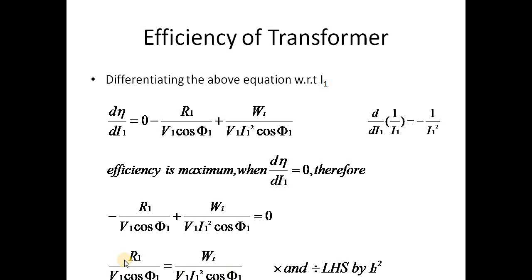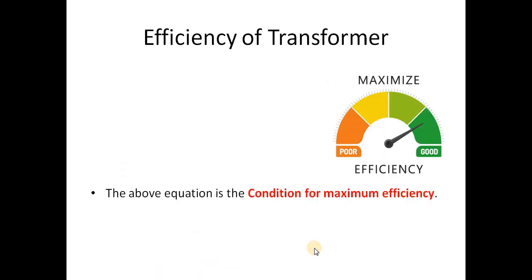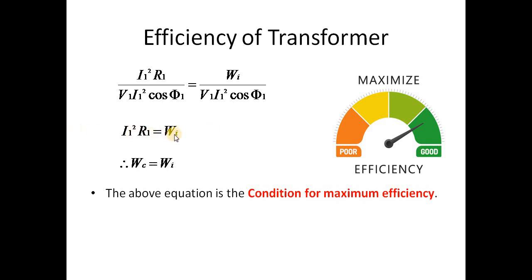When I multiply that, it is going to become I1 square R1, and when I divide, it is going to become V1 I1 square cos phi1. So I1 square R1 whole divided by V1 I1 square cos phi1 is equal to Wi by V1 I1 square cos phi1. When I compare these two terms, 1 over V1 I1 square cos phi1 is equal on either side, so they cancel each other. Then what we have left is I1 square R1, which is equal to Wi.